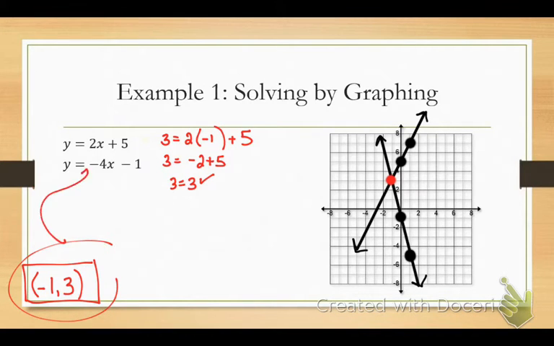Now let's test it for the second equation. We plug in 3 for our y value. So we say 3 equals -4 times -1 minus 1. Let's do the math. What's -4 times -1?